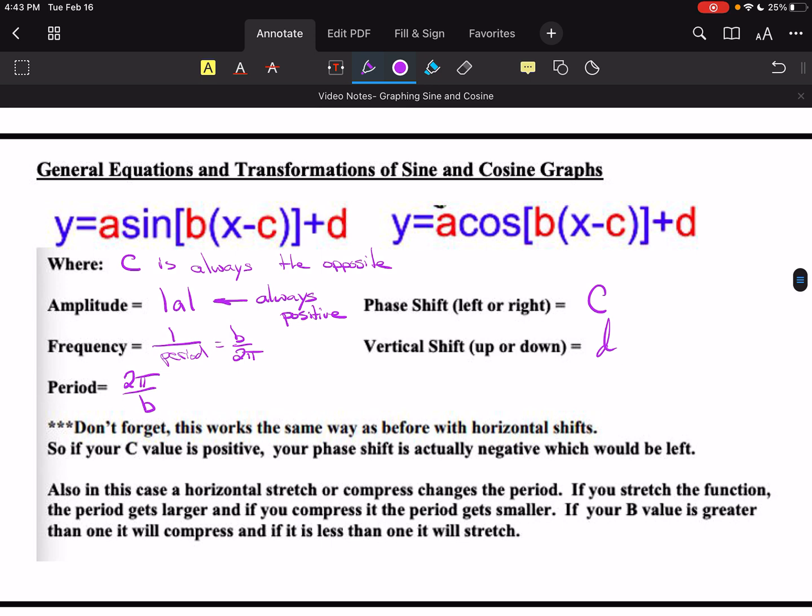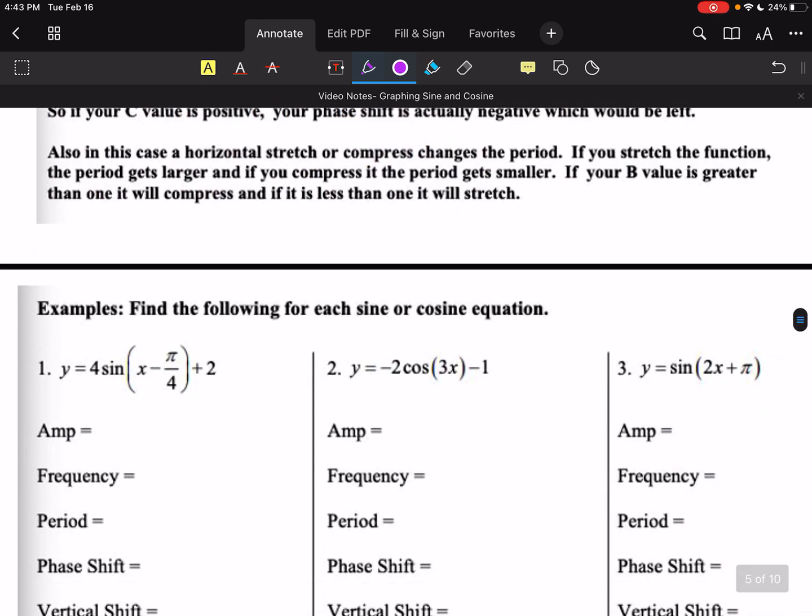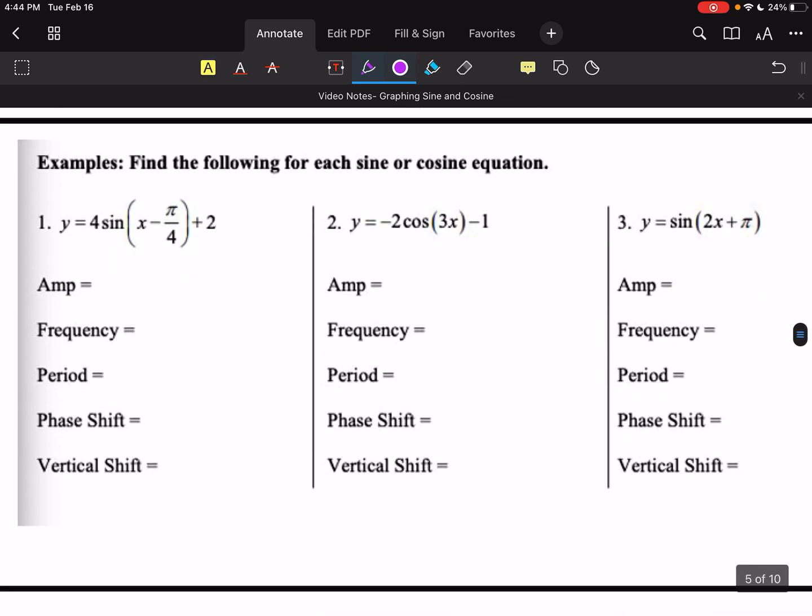So your b value gives me my stretching and compressing. And we'll talk more about b values next time. We'll talk about negatives and how we handle those. We will do some stretching and compressing today as well. But first, let's just talk about finding all of the information.